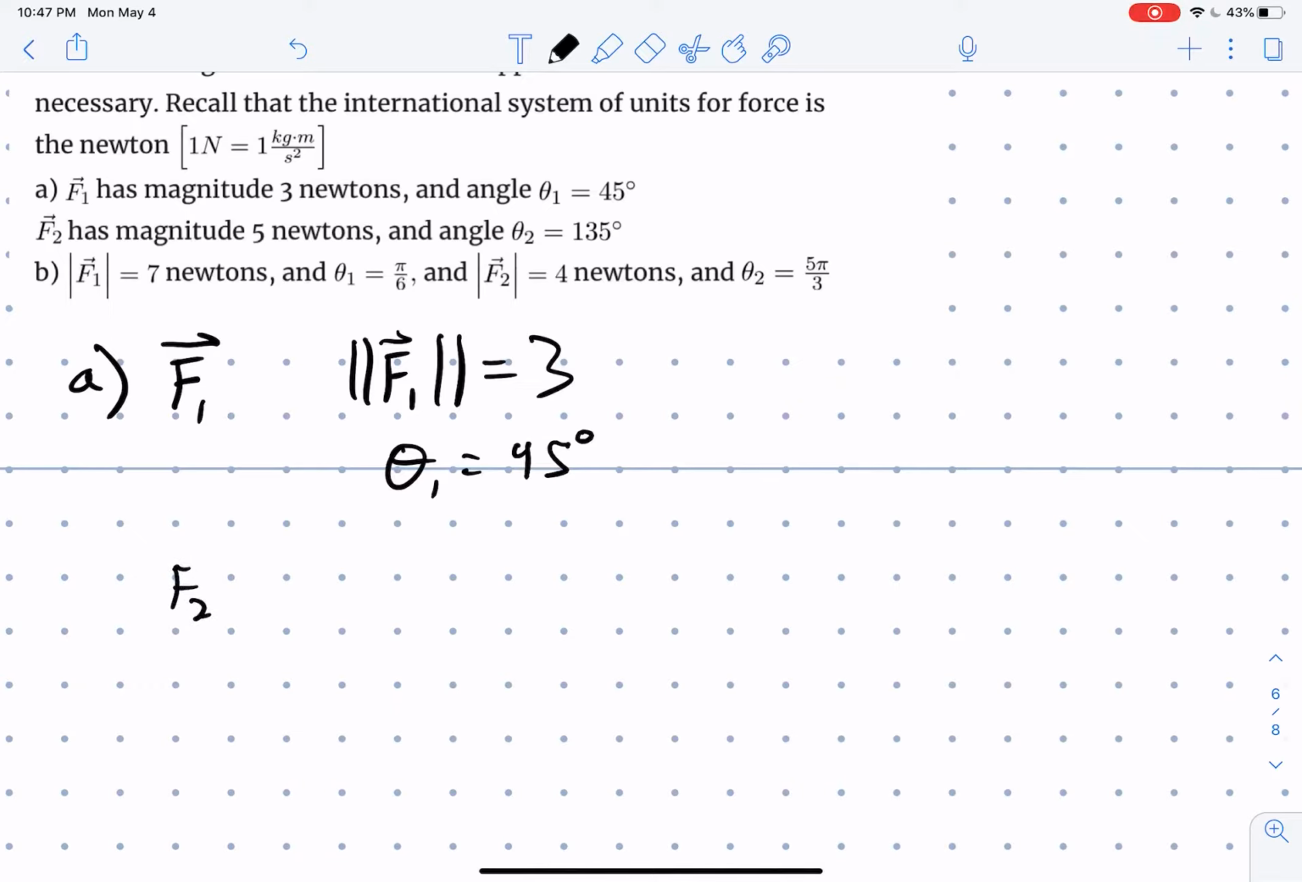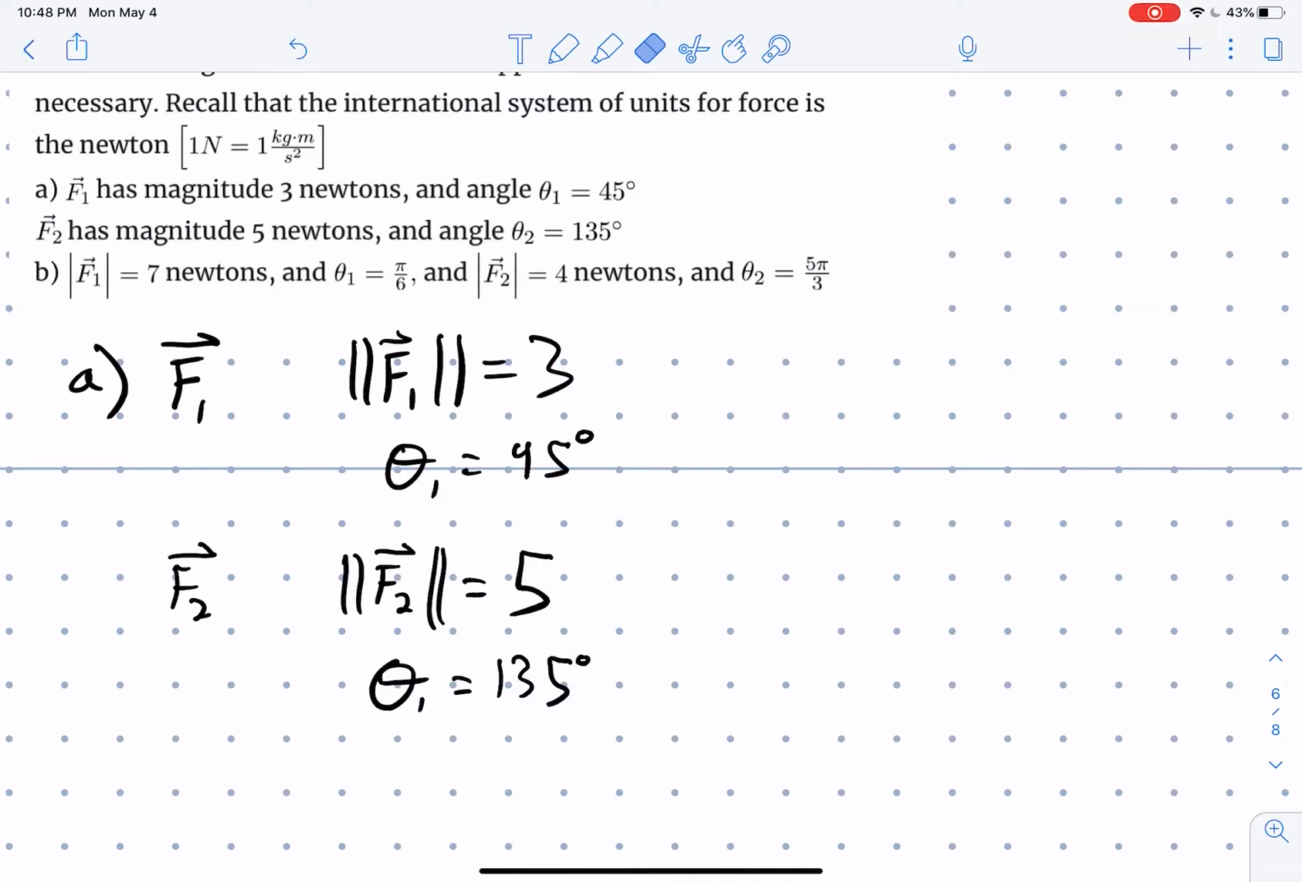And then we look at F2. The magnitude of our second force is 5 newtons, so this one is pushing a little bit harder, almost twice as hard, not quite, but it's not pushing at the same angle. It's pushing at this angle 135 degrees. Okay, what I want to do is a couple of things. The way that we're going to solve this is by first finding the components, like the x and the y of each of these, using the formulas that were brought up at the beginning of this lesson.